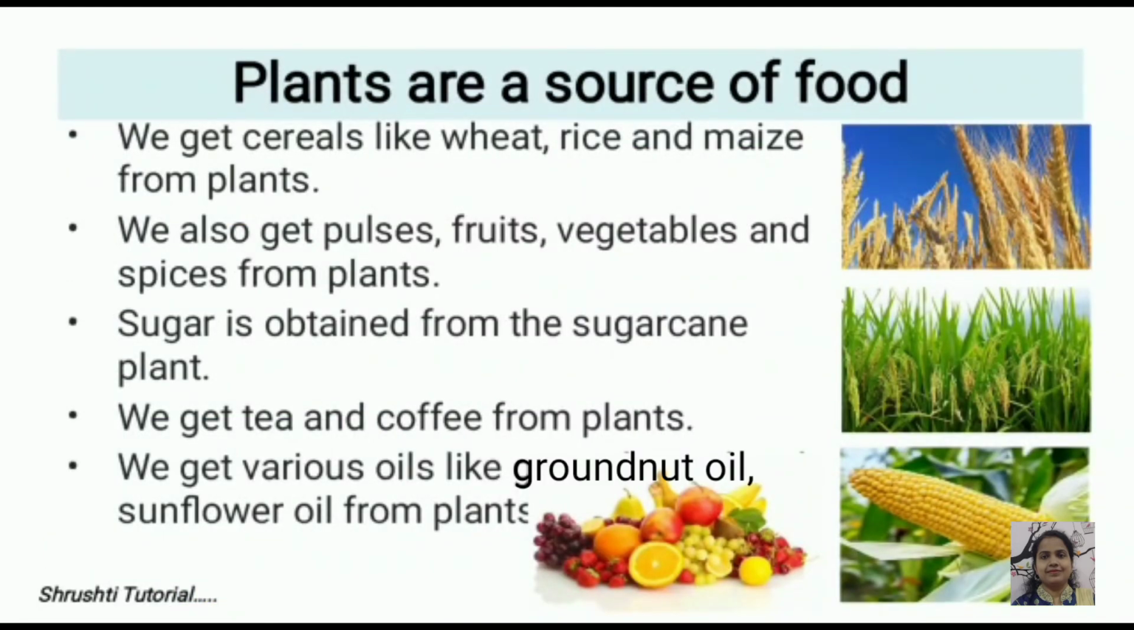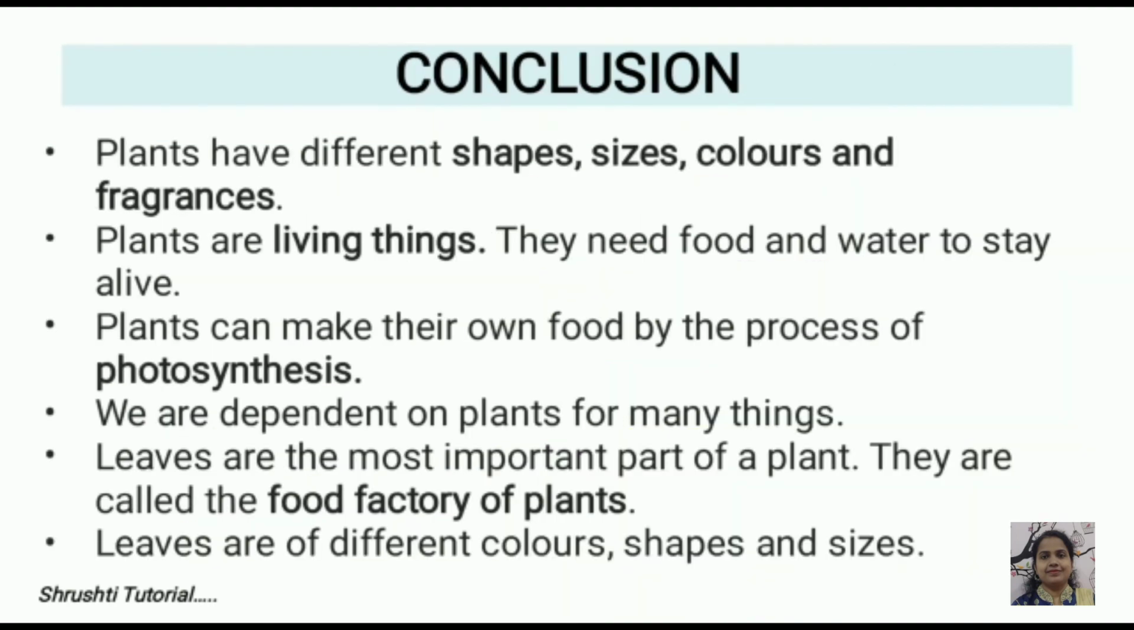Plants are a source of food. We get cereals like wheat, rice, and maize from plants. We also get pulses, fruits, vegetables, and spices from plants. We can say plants are the source of food. We are getting so many things from the plants. Sugar is obtained from the sugarcane plant. We can get tea and coffee from the plants. We get various oils: from sunflower seeds we can get sunflower oil, and from mustard seeds we can get mustard oil. So we are getting so many things from the plants.